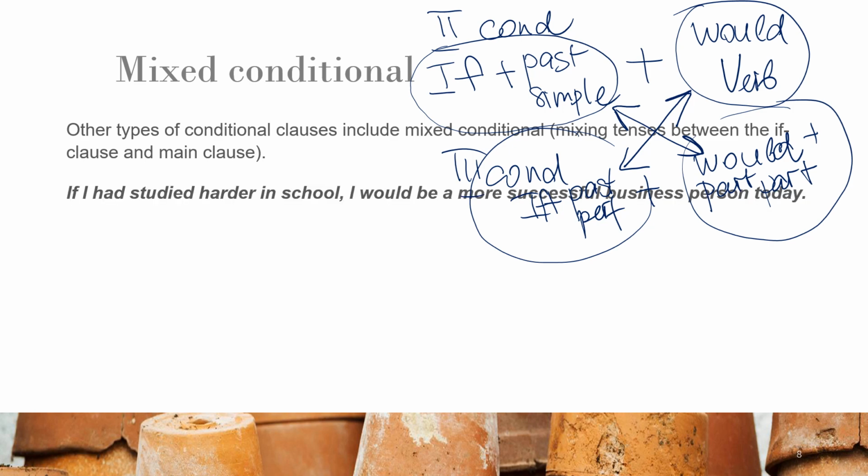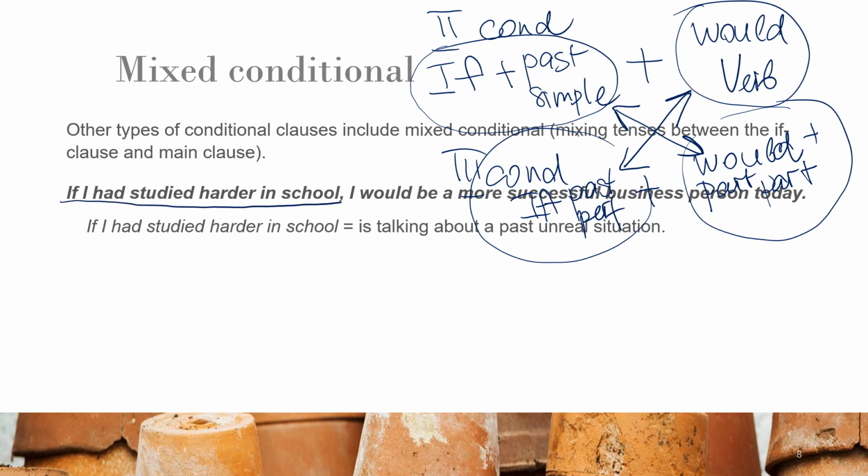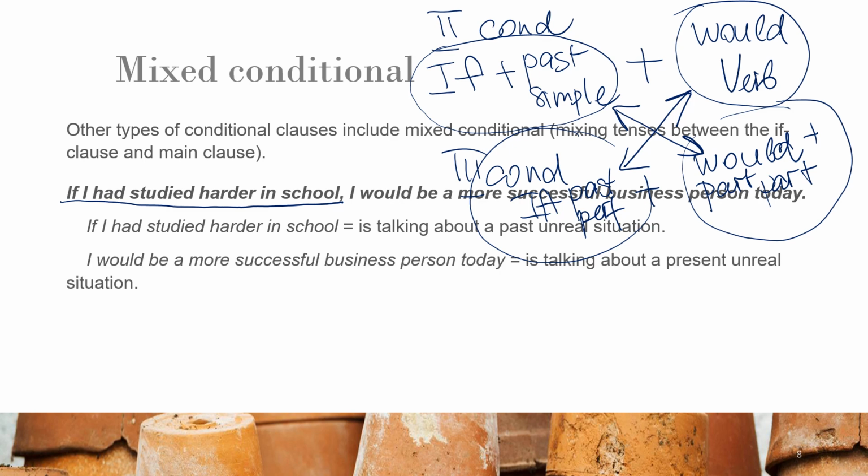Let's take a look at the examples. You don't see much, but you'll see that in a second. If I had studied harder in school, I would be a more successful business person today. So, if I had studied harder in school is talking about a past unreal situation. You cannot change anything about that. The time has gone. I would be a more successful business person today relates to a present unreal situation. That's why you have this part, would be.